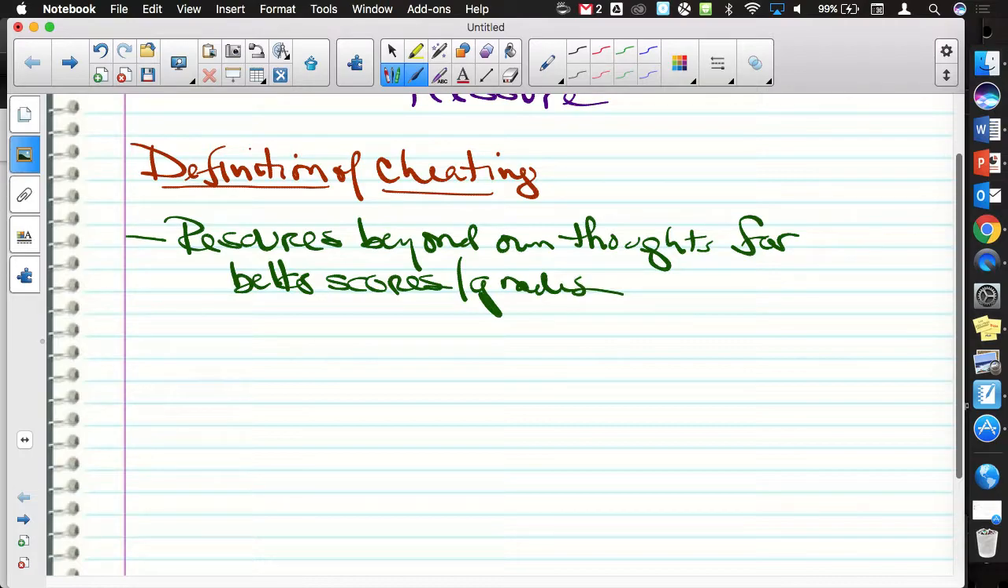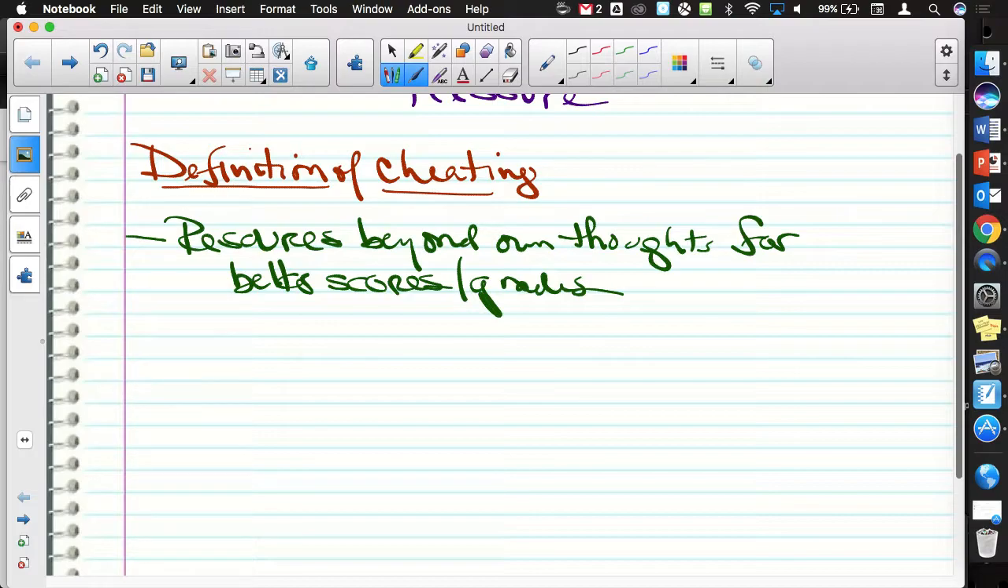Anyone have an issue with that definition? You might want to add something onto it, but disagree with anything in it? I would say if you're breaking class or school rules, you can use other people's resources if you're allowed to. You know what I mean? Okay. It's not necessarily illegal.